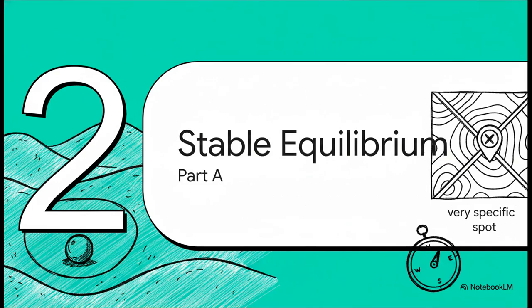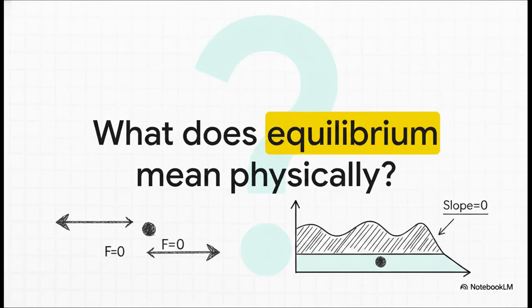All right, let's put this idea to work. Part A of the problem asks us to find the equilibrium position. So using our landscape analogy, we're basically looking for a very specific spot on our map. So what exactly is equilibrium? Well, physically, it's any point where the total force on our particle is zero. And what does that mean on our energy landscape? It means we're looking for a perfectly flat spot, a place where the slope is zero. A particle could sit there all day and not feel a push in any direction.